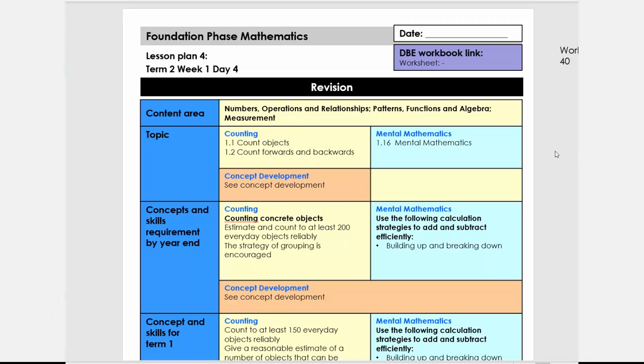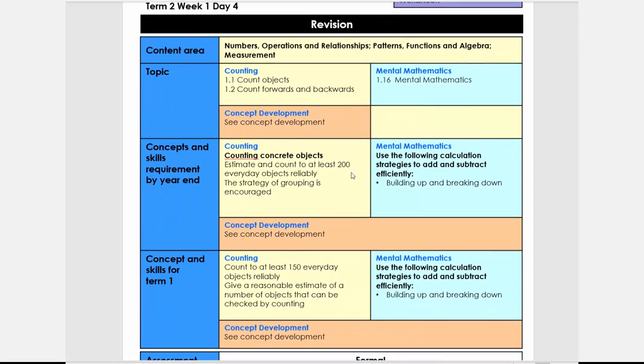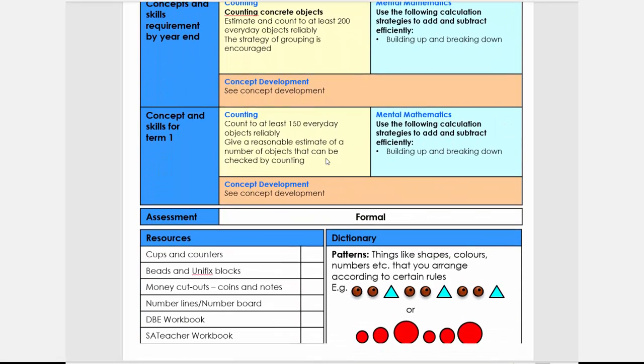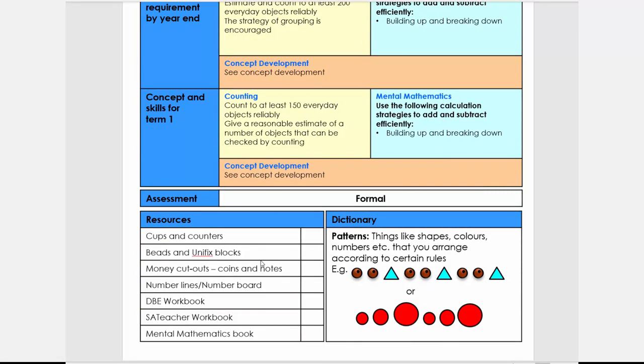Good day, everybody. Today we're going to do lesson plan 4. It's again a revision lesson, and it's grade 2, term 2. So here you have the CAPS link, so you can pause here anytime. Then we're going to scroll to the resources in the dictionary. Here again, you're going to pause. You're going to go through your resources so you can plan and prepare, and then your dictionary word for today.